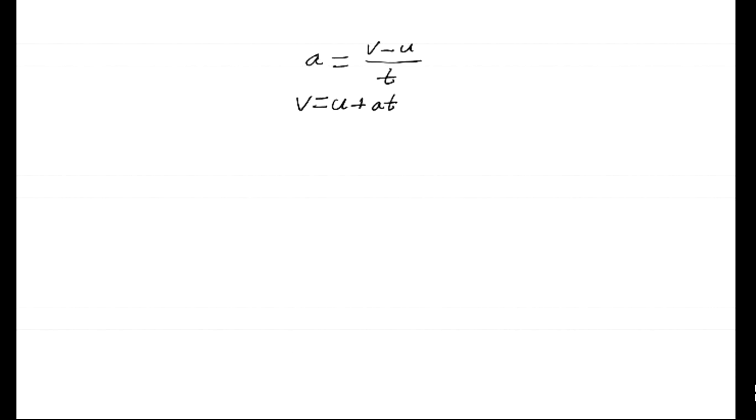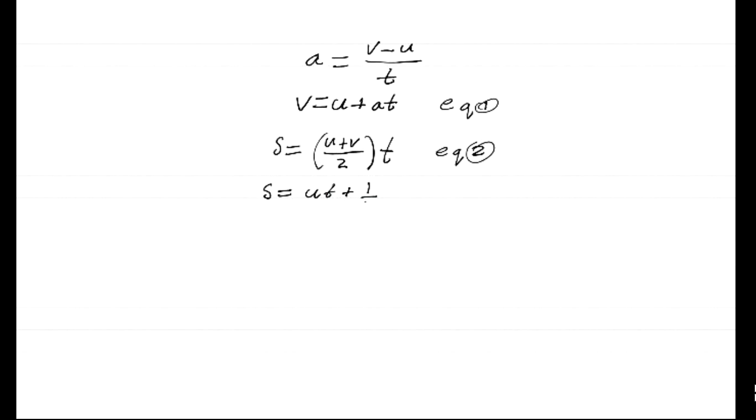Now, we have other equations where displacement is average velocity into time. So this can be written as s equals u plus v over 2, that's the average, into time t. So we're giving displacement in meters. Now, v equals u plus at is equation 1, and this is equation 2. Now we have another third equation, which is that s equals ut plus half at squared.